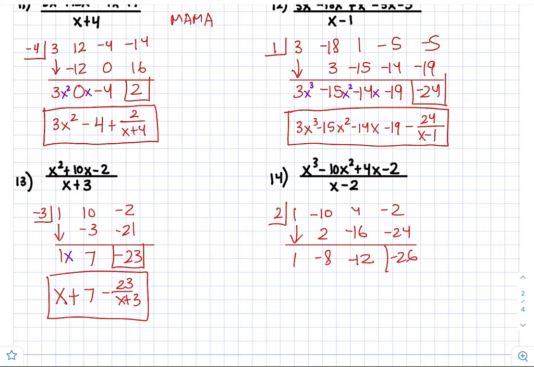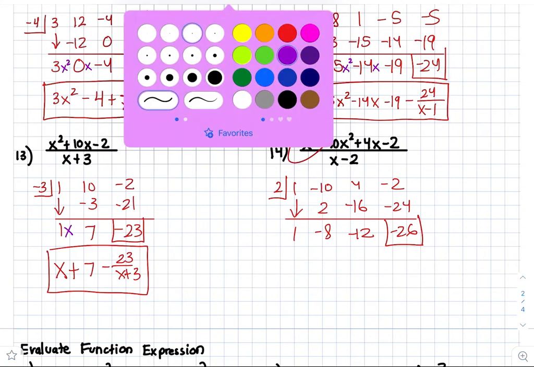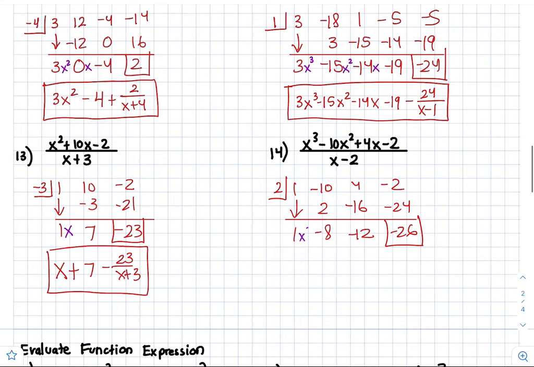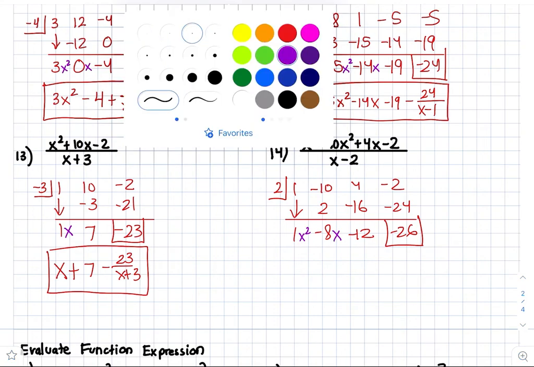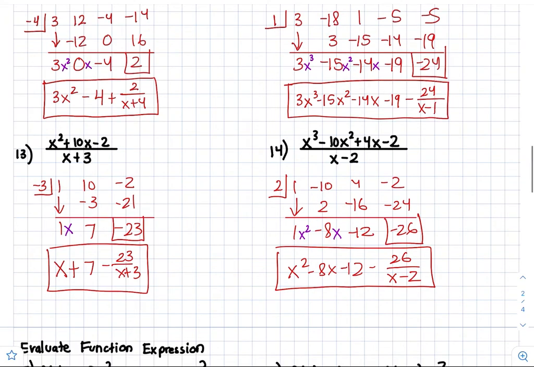Add, negative 26. So remember, this first leading one is 1 degree less than this one. Since we started with x to the third, now it's x squared, and then 1 degree less as you go across. So we have x squared minus 8x minus 12 minus 26 over what we were dividing by, x minus 2. Okay, so that's how you did your synthetic division, especially with a remainder.